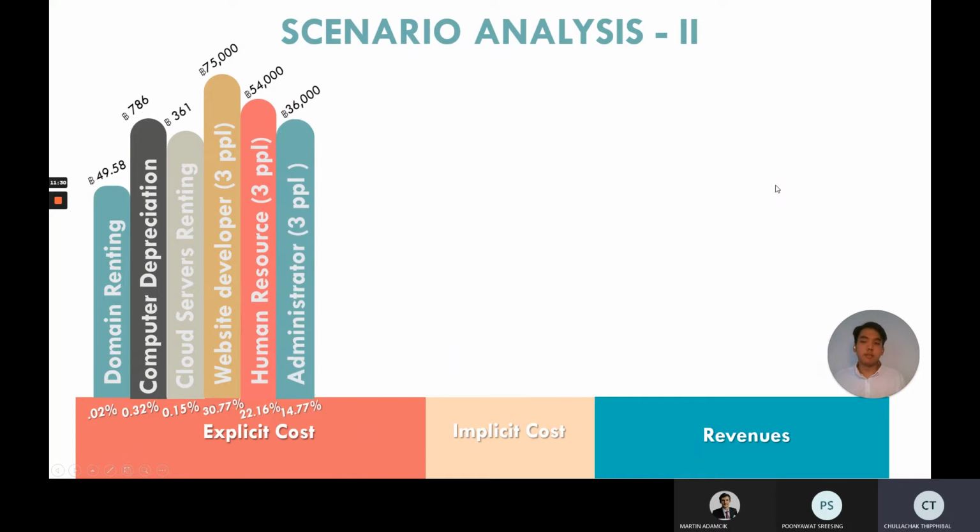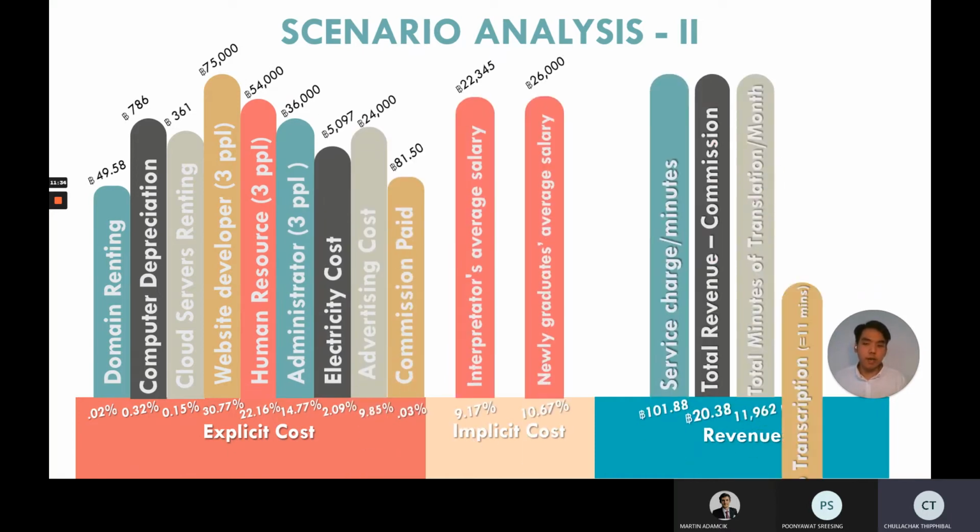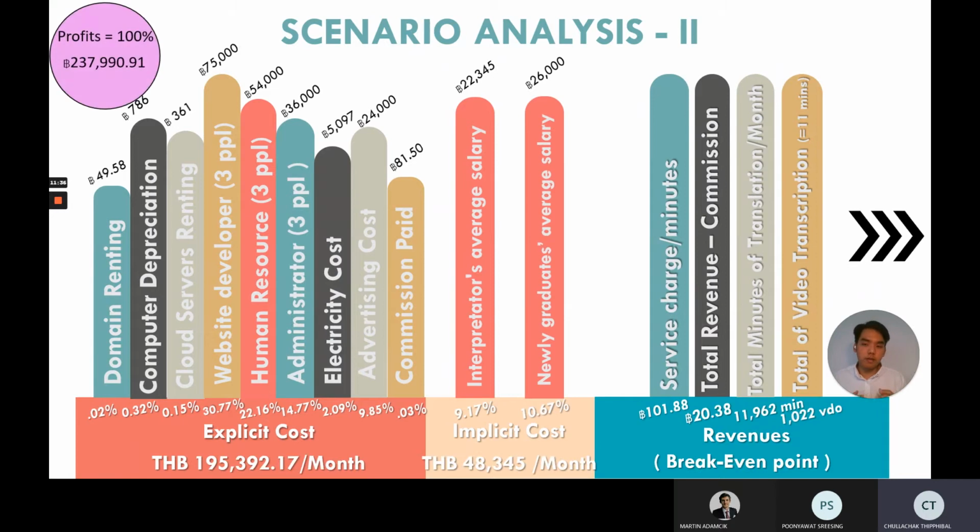So the cost structure will be the same, except everything is more expensive, and we require a larger number of staff to work with us. Let's say 3 website developers, 3 human resources, 3 administrators. And in this case, I have to do 11,962 minutes of transcription in order to cover all of these costs.